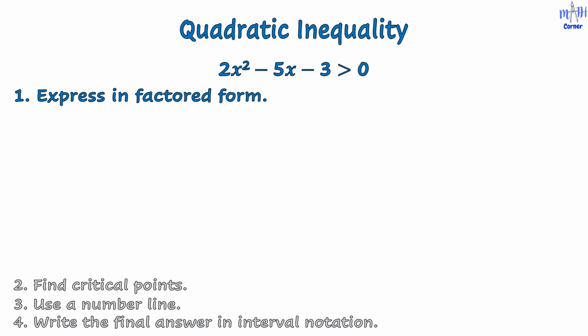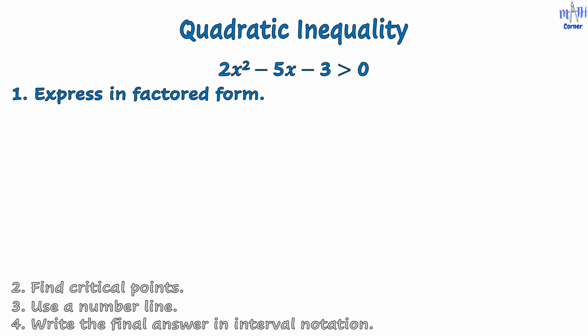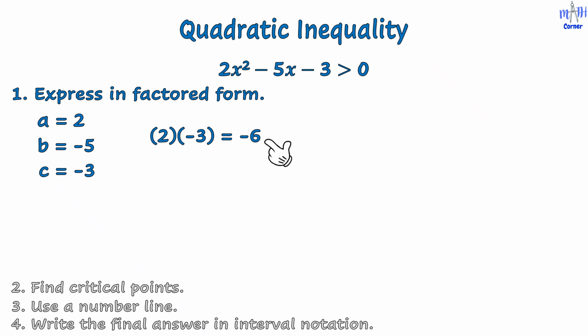Step 1. Express in factored form. In this quadratic inequality, the value of a is 2, b is negative 5, and c is negative 3. Multiply a and c. 2 times negative 3 equals negative 6. Now find two numbers that multiply to negative 6 and add up to negative 5. Those two numbers are negative 6 and positive 1.